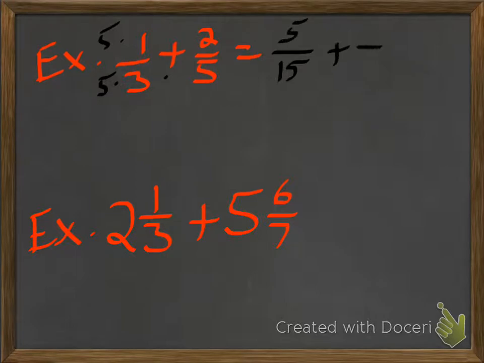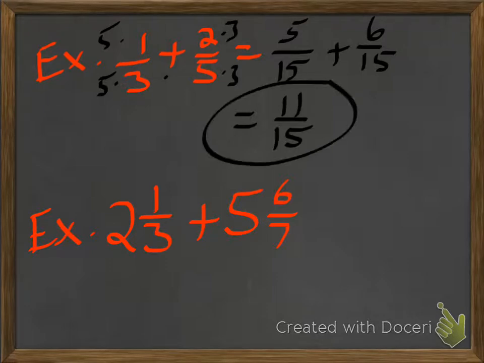Now, plus, how did I get 5 to 15? I multiplied it by 3, so I get 6. Now add the numerators, and I'm done. Pretty easy, right? So let's try this one down here. It's a little harder. Let's change them to improper.